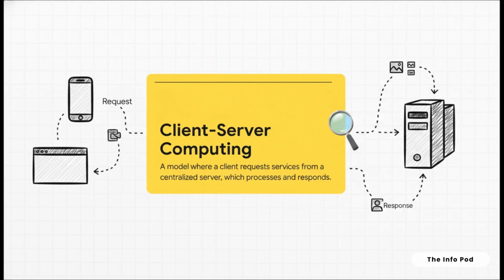Your phone, your web browser, that's the client. When you open an app, you're basically sending a request over the internet to a huge, powerful computer called a server. That server then finds what you ask for, like your friend's new photos, and sends it right back to your device. Simple as that.